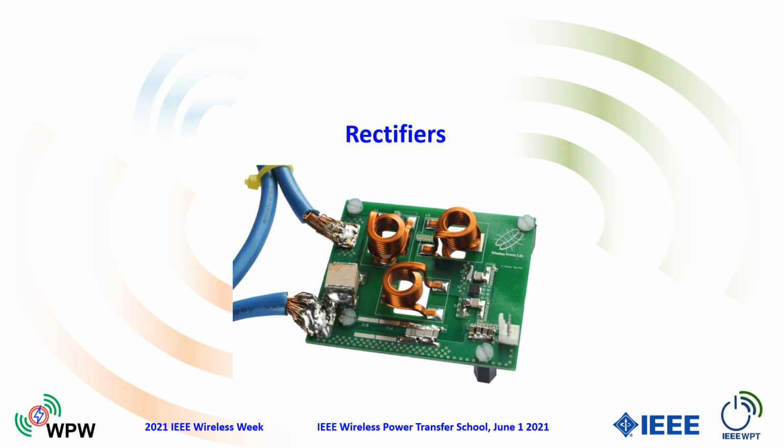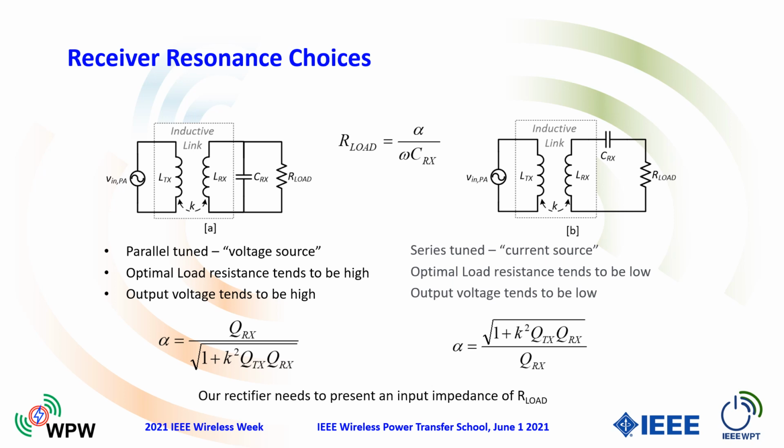Just to briefly talk about rectifiers. So the receive side of the link is very important, of course. It's half of the link, and it has half of the magnetics and half of the electronics. There are options, as you've seen in the previous talk, as to whether to tune the receiver as being series tuned or parallel tuned, and there are optimal loads that can be applied in order to maximize the efficiency of the magnetic link. And you can see the formulae for those on this slide.